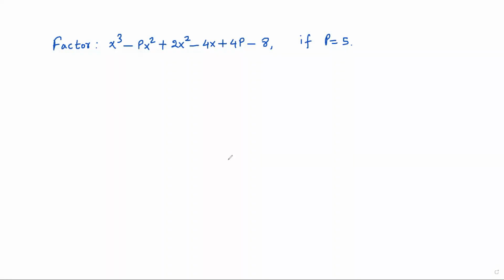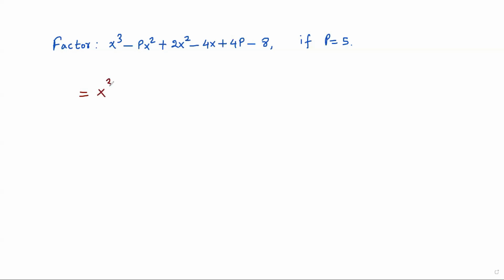Hi, in this video, we are going to see how to factor a cubic polynomial. Consider the cubic polynomial we have on the board. That is x³ − px² + 2x² − 4x + 4p − 8. Here, the value of p is given, that is p = 5. So, our first work is to plug in the value 5 for p.